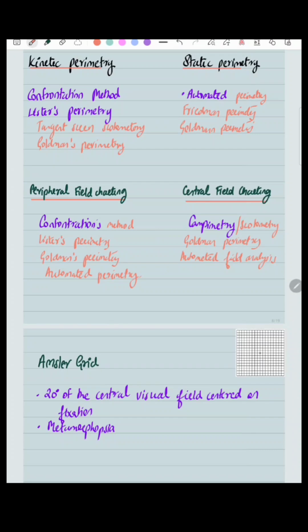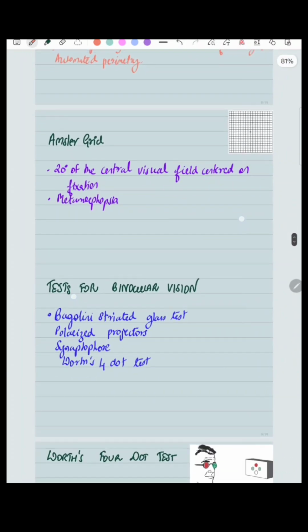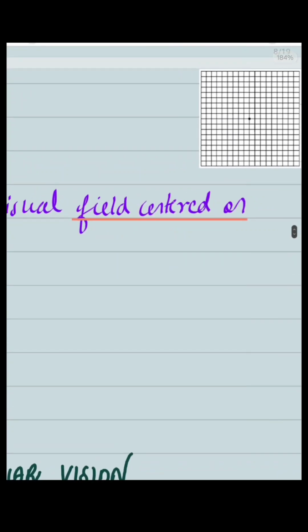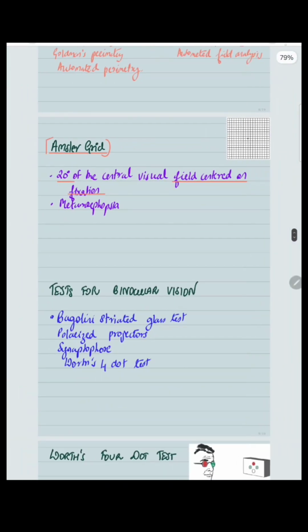Now next is coming to Amsler's grid. The Amsler grid evaluates the 20 degrees of the visual field centered on fixation. It is principally useful in screening and monitoring of macular disease. There will be metamorphopsia in macular disease. It also demonstrates central visual field defects originating elsewhere. I have done a video on the Amsler chart, that there are 7 different types of charts. I'll put the link in the description box. If you want, you can watch it.